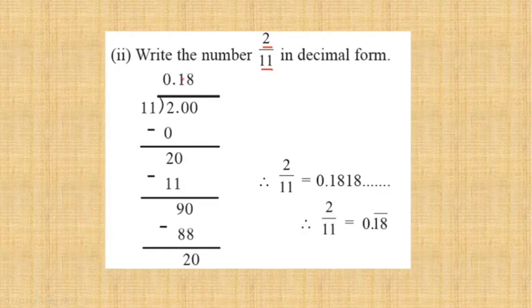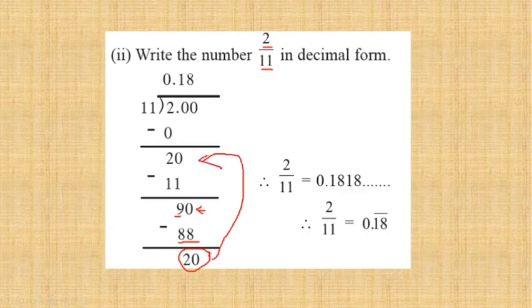So I have to take 11. 11 ones are 11. 20 minus 11 we get 9. Yes. So while adding 0 to 9 we obtain 90. 11 into which number gives me 90 or less than 90? 11 eights are 88. Okay, 11 eights are 88. 90 minus 88 gives again 2. So this number is already present here.